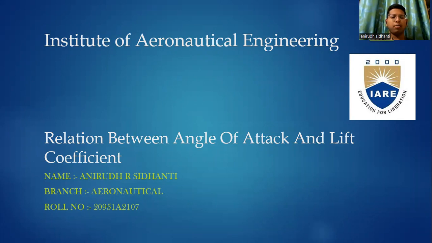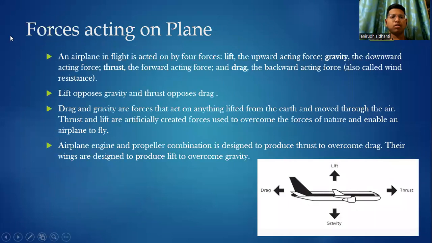I am here to tell about the topic or relation between angle of attack and lift coefficient. Forces acting on a plane. An aeroplane in flight is acted on by four forces: lift, the upward acting force; gravity, the downward acting force; thrust, the forward acting force; and drag, the backward acting force, also called wind resistance. Lift opposes gravity and thrust opposes drag.